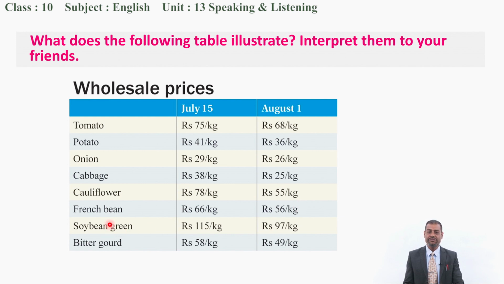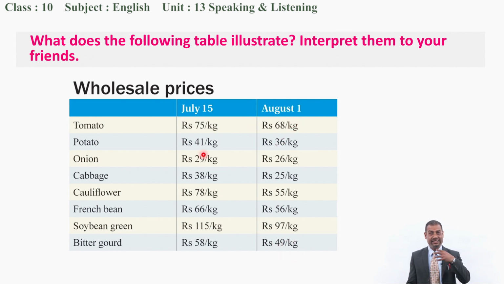Okay. French bean, what is the cost here on July 15? 66 per kg and August 1st 56 per kg. Soya bean green 115 per kg, see rupees 115 and then August 1st rupees 97 per kg. Bitter gourd, do you know it, karela? Do you like it? Oh, you like it, good. So rupees 58 per kg and then rupees 49 per kg on August 1st.